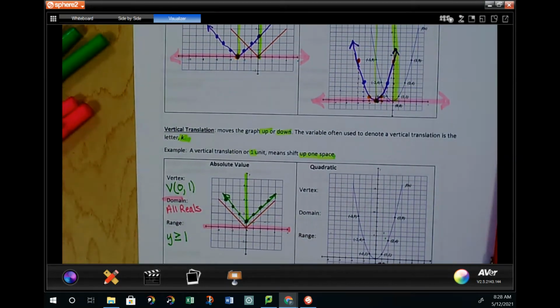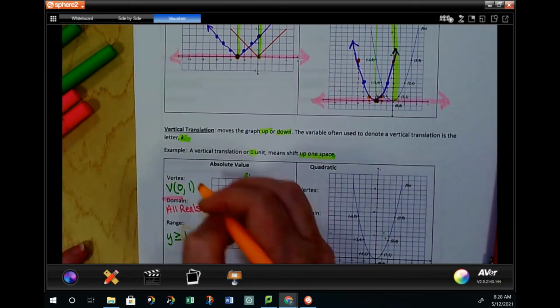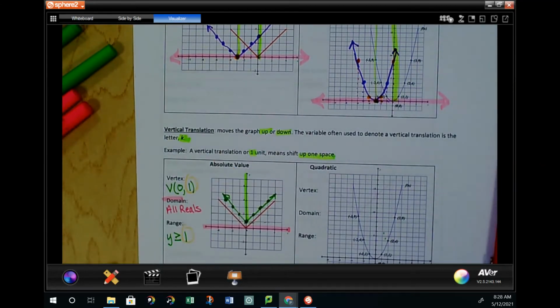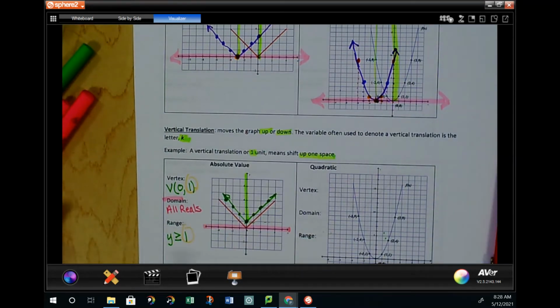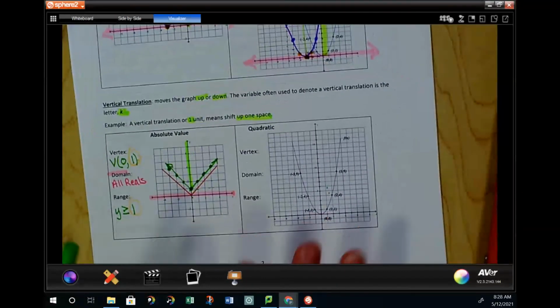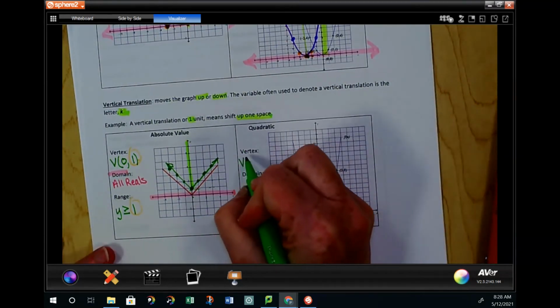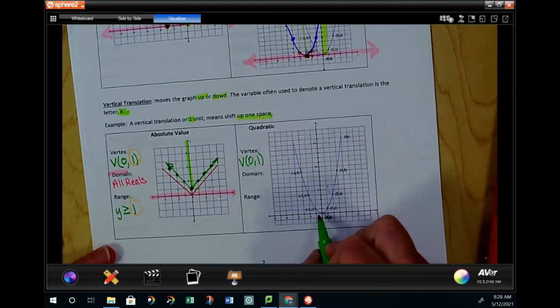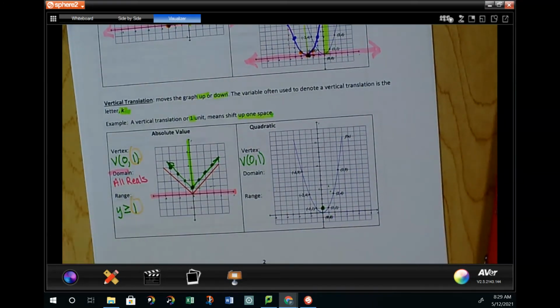And wait a second. That 1 right here matches up to that 1 in my vertex. That is not a surprise. That is what you should see. So your range and your vertex y value, those should kind of match up. So now we're going to do the quadratic. My vertex is 0, 1 because all I'm doing is moving it up. So I'm going to go for my original vertex and move it up 1.